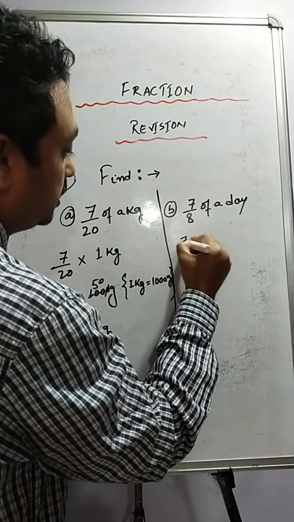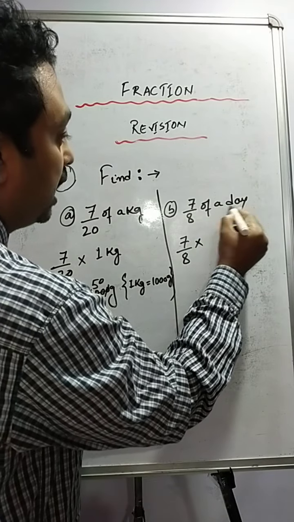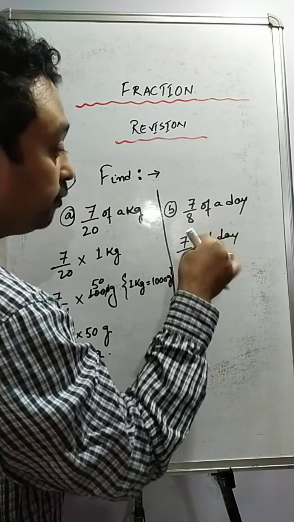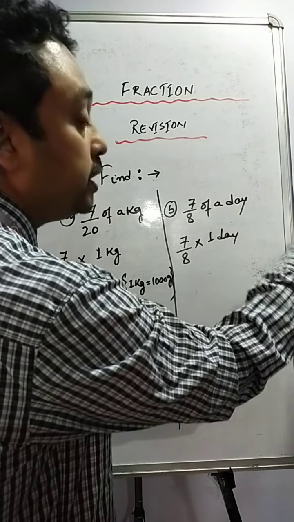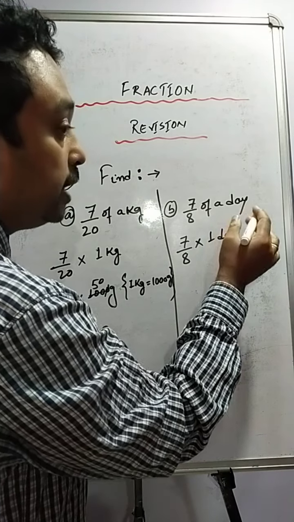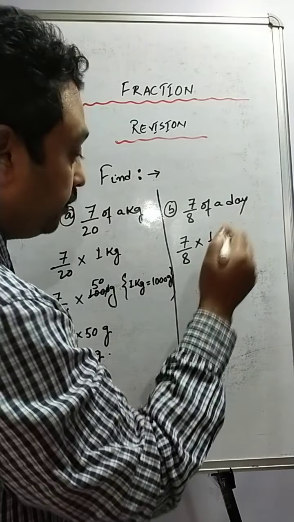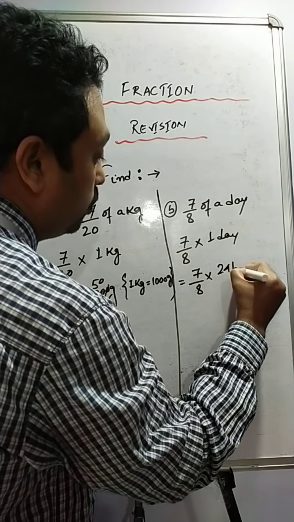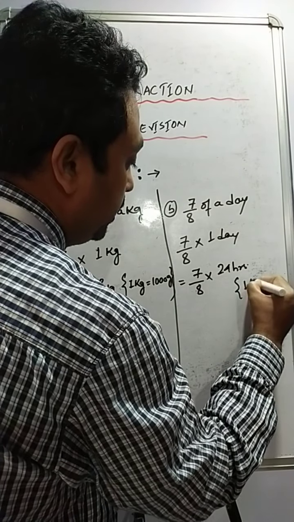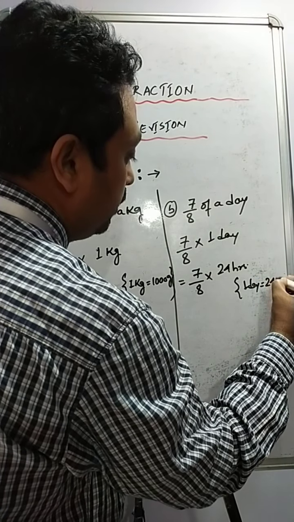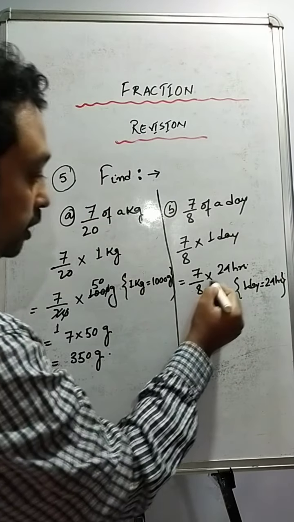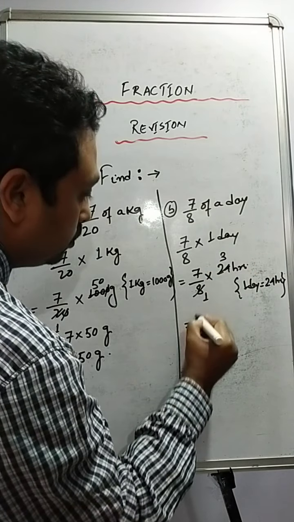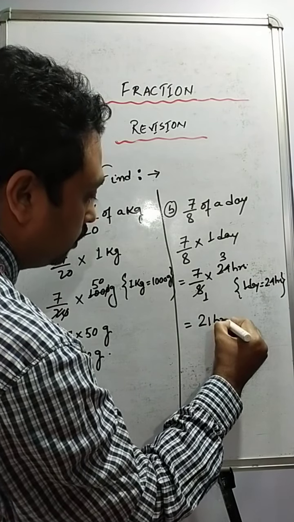Now 7 by 8 of 1 day. Now again 1 day. So now we have to think that this 1 day needs to be converted to which unit? So we'll convert this 1 day into the hour form. So how many hours in a day? 24. Absolutely right. That is 7 by 8 into 24 hours. Why? Because 1 day is equal to 24 hours. Now we'll reduce this because 24 can be reduced by 8. So 8 ones are 8, 8 threes are 24. So 7 threes are 21 hours.